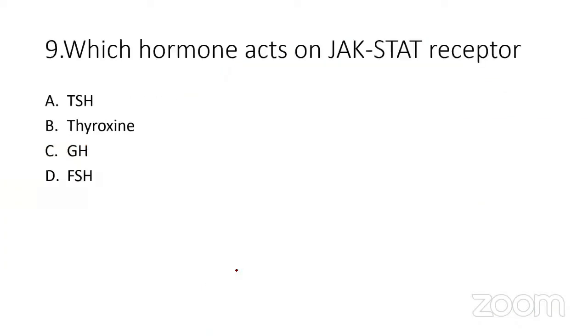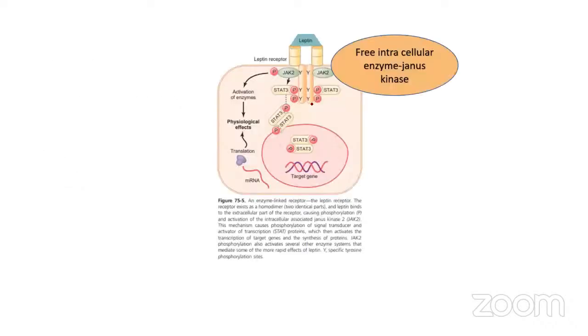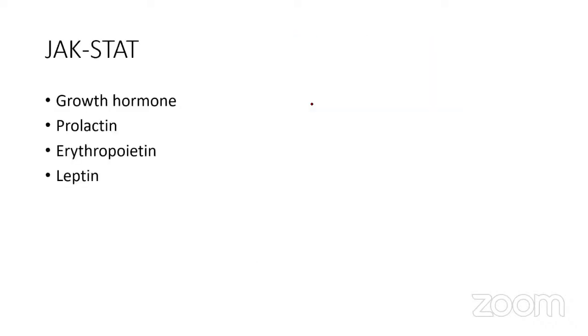Which hormone acts on the JAK-STAT receptor? JAK-STAT pathway. This is important. There are four hormones that act through the JAK-STAT pathway. You have to study these four hormones by heart. It's an important MCQ. Growth hormone acts through the JAK-STAT pathway. Prolactin, erythropoietin, leptin. These are the hormones that act through the JAK-STAT pathway.